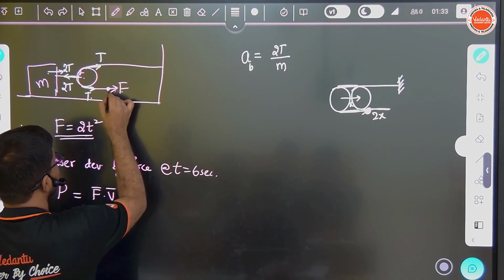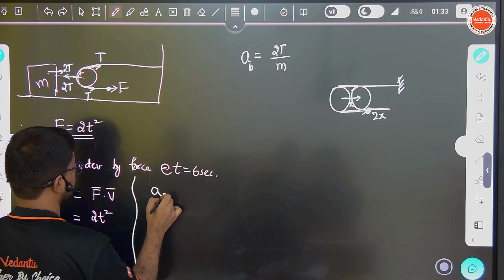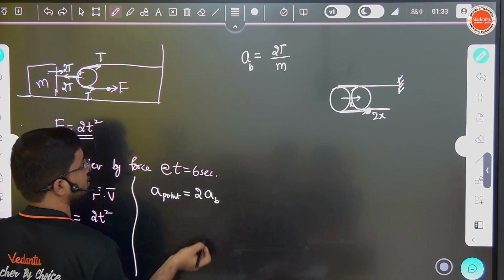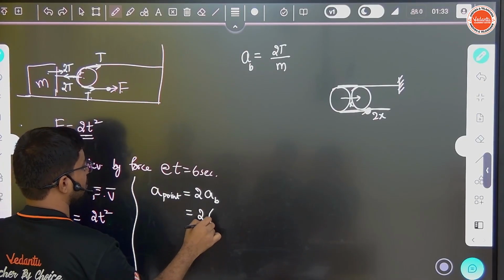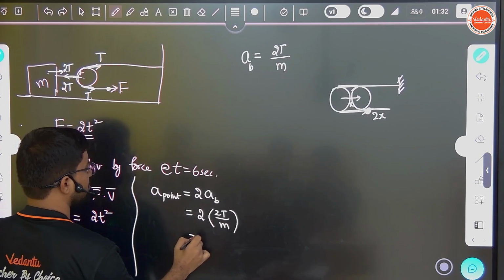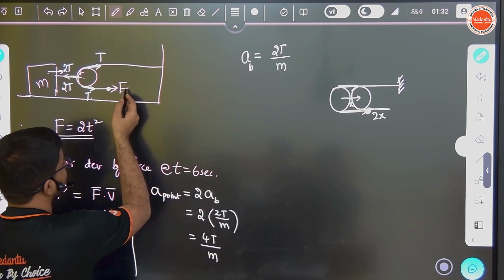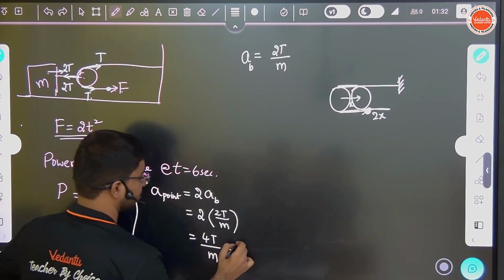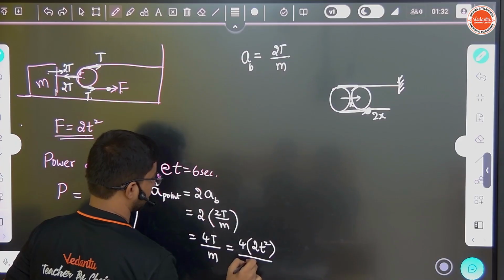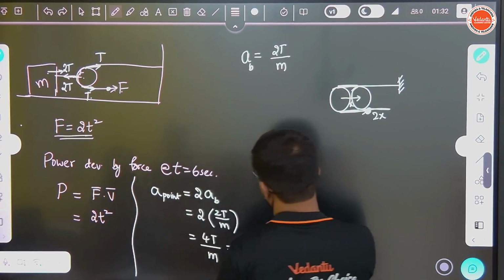Right. We got the acceleration of this particular point. How much is that? Acceleration of the point is equal to 2 times the acceleration of the block here. So what is the acceleration of the block? 2T divided by m. So you are getting 4T divided by m, and T is equal to this applied force F only, right? So which is equal to 4 times 2t square divided by m. Clear? You got the acceleration of the point.